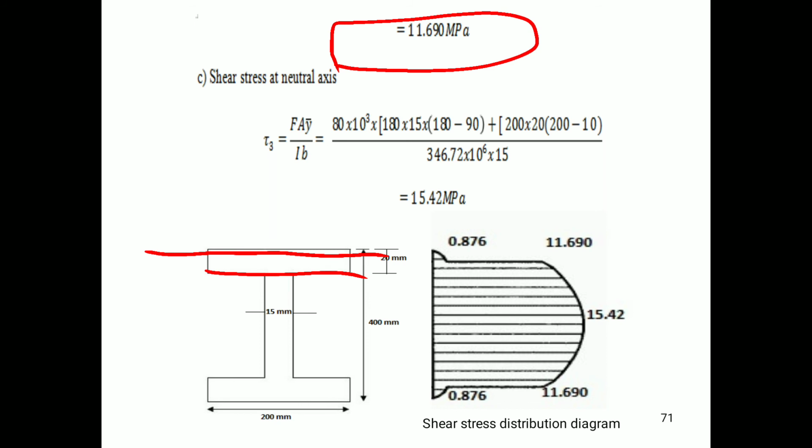In the junction we have found it at the bottom of the flange and at the top of the web. And another very important point where shear stress is maximum is at the neutral axis, that we are going to find out right now. Now this is the neutral axis. At the neutral axis we have to concentrate on any area which is above it or below it.